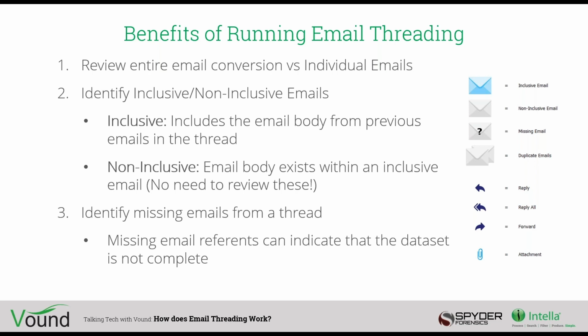And with non-inclusive emails, you don't need to review these. So by running email threading, you automatically cut down the number of emails that you potentially have to review.